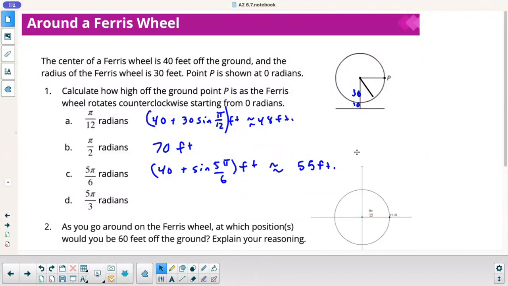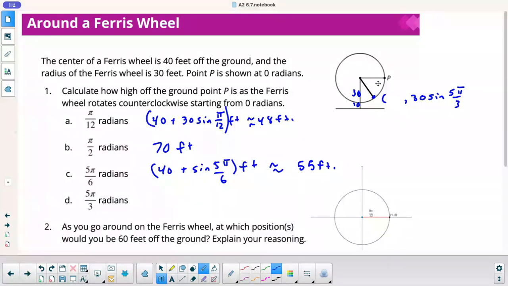All right, so this coordinate, the y coordinate is really all I need. Radius is 30 again, so it's going to be 30 sine 5 pi over 3. Now, here's the thing. This whole thing's 40. This 30 sine 5 pi over 3 is really just this coordinate.